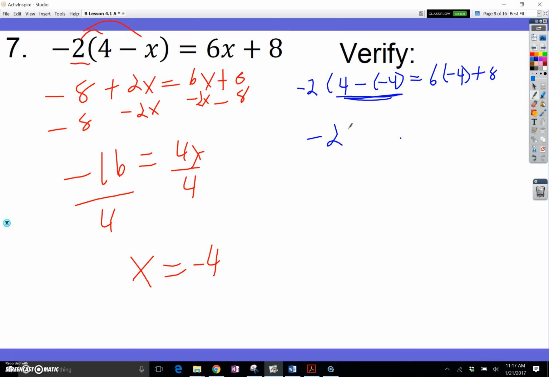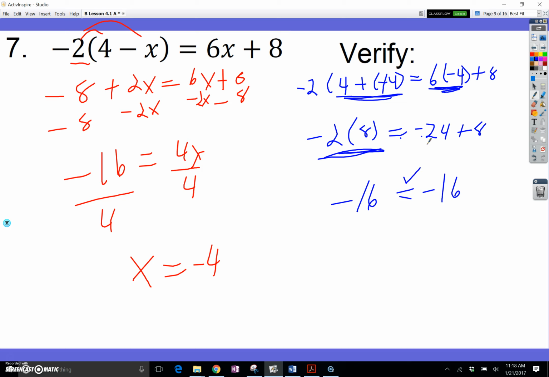It's going to be negative 2 times the quantity of positive 8. It's going to equal 6 times negative 4, which is negative 24, plus 8. And then I'm going to do negative 2 times 8 to give me negative 16 equals negative 24 plus 8, which is negative 16. That is a true statement, therefore negative 4 is the correct answer.